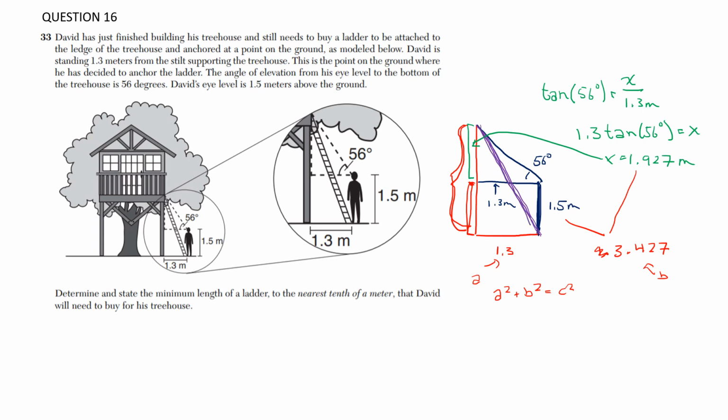Okay, so let's plug it in. Let's first do a square root on both sides, right? Just so we can get c right away. And doing this, we get c equals 3.665. And it tells us to do it to the nearest tenth of a meter, so we can round this value up to 3.7 meters.